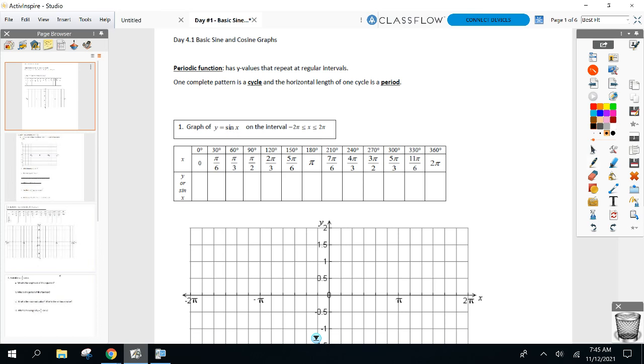So here we go. We're going to do a lot of graphing this unit, a lot of graphing. In particular, we worked with sine and cosine last unit. Those are the graphs we're going to graph. So a lot of graphing.